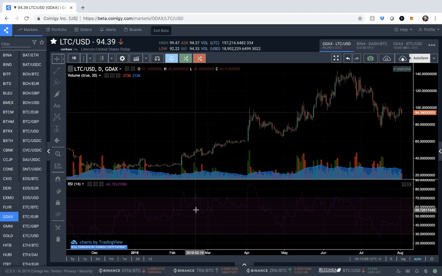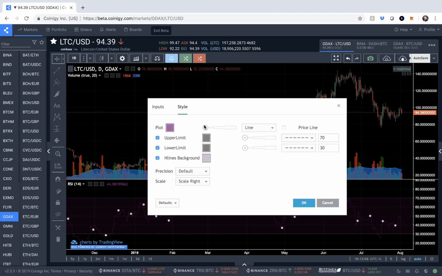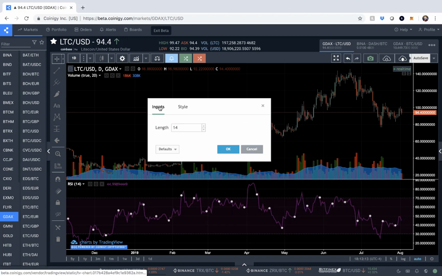Now, I have really bad vision, so I need to bring this chart up a little bit. There's a little wheel here you can click on, and these are your properties. So I like to make the line a little bit brighter because I can't see anything. The color is fine, and then inputs.